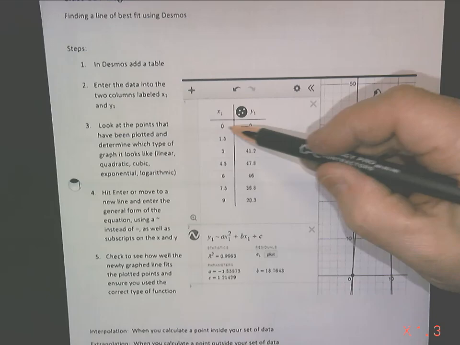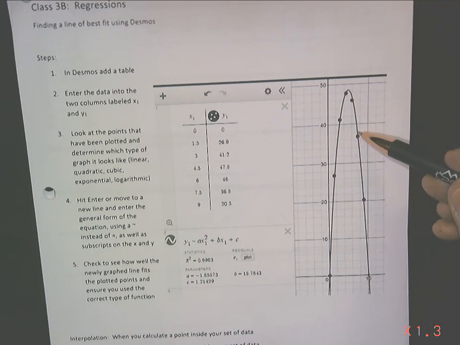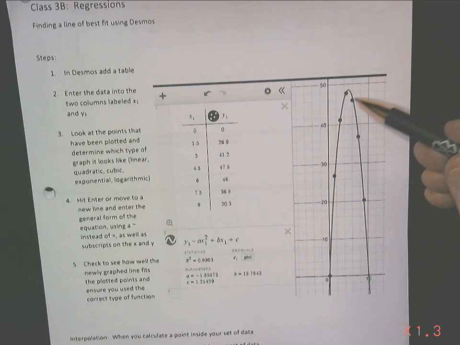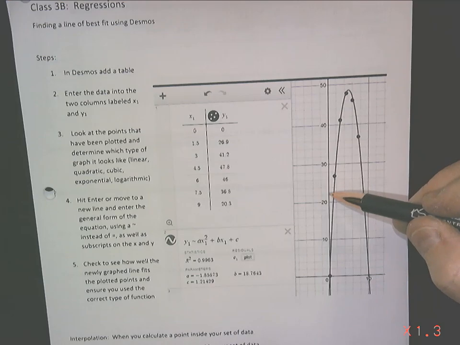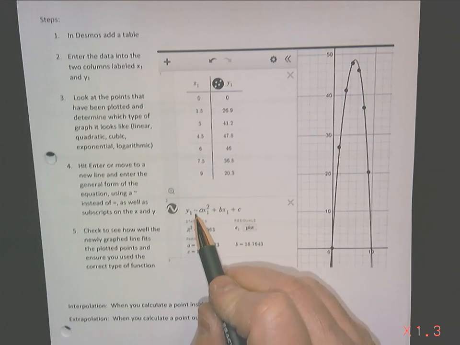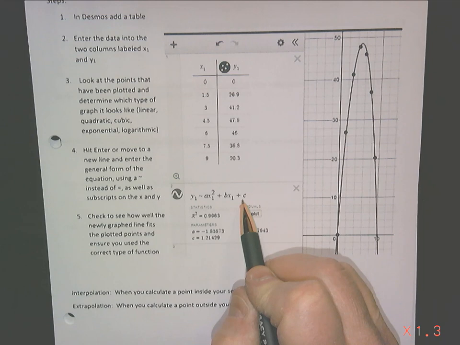Let's say you're given a bunch of data, and you plot the data, which is these dots here. You would look at that data and say, what is that? Is that a line? Is it a quadratic? Is it a cubic? In this case, it's a quadratic. So then you would type in your regression quadratic, which is right there, just stolen right from the front page.